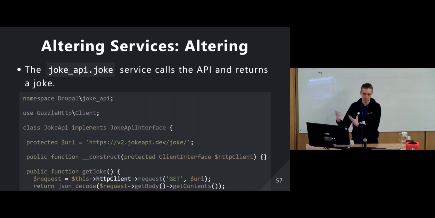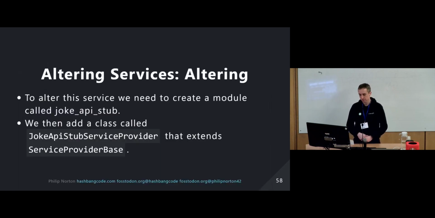So what we could do now is basically when we run getJoke, that will return a joke from the API, and we can then pass that to do whatever we need to do. So the alter service for this, if we make another module and we call that joke API stub, and remember in Pascal case that should be JokeApiStub with upper case characters, ServiceProvider, which then extends the service provider base.